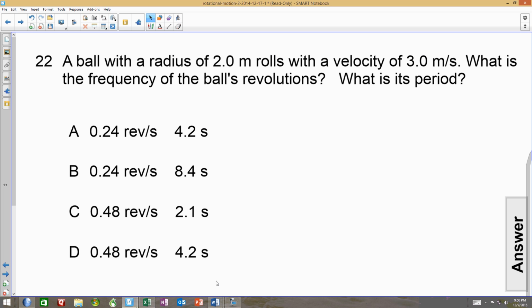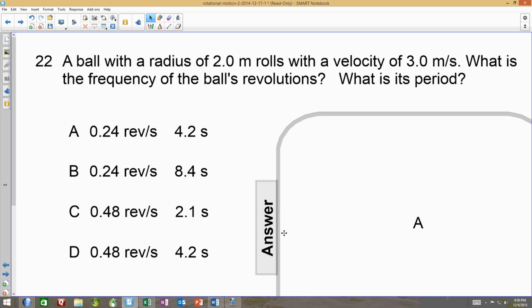A ball with a radius of 2.0 meters rolls with a velocity of 3.0 meters per second. What is the frequency of the ball's revolutions? What is its period? Go ahead and pause the video now and solve for the answer. Okay, so you should have gotten A, 0.24 revolutions per second. If you take the inverse of that, you get 4.2 seconds.